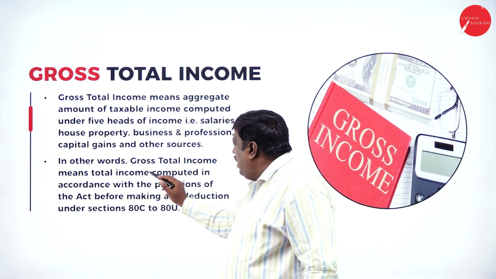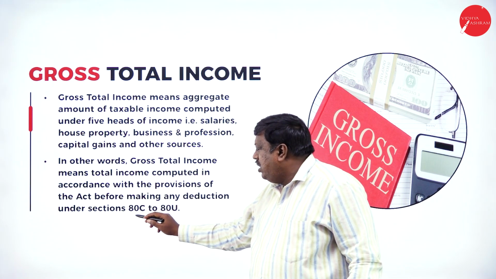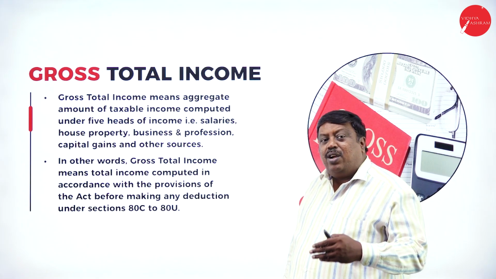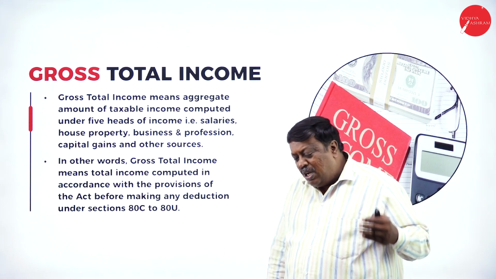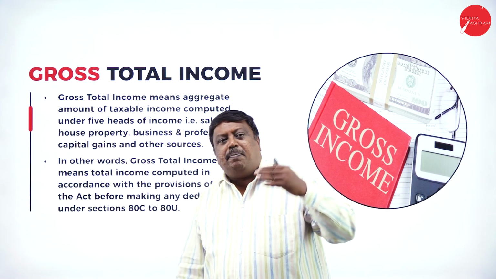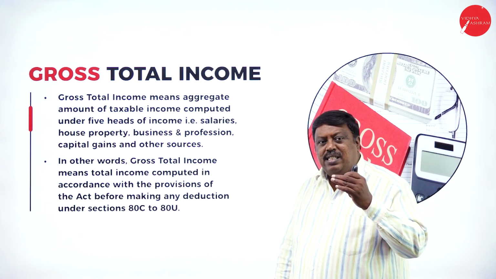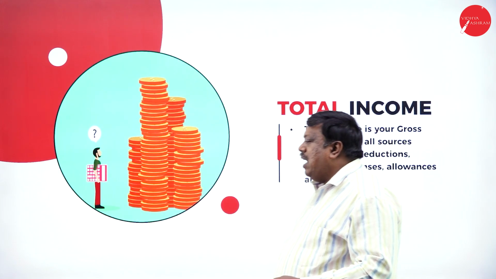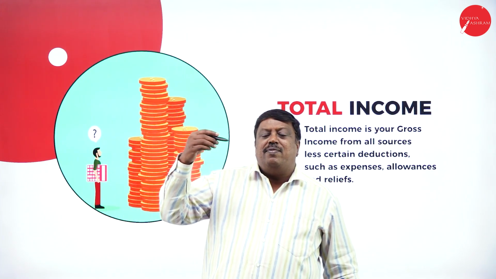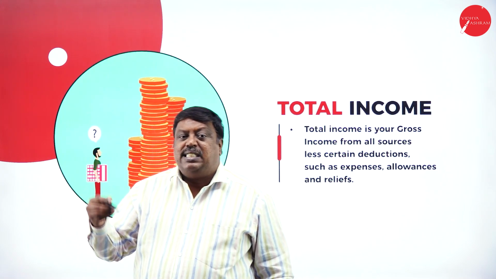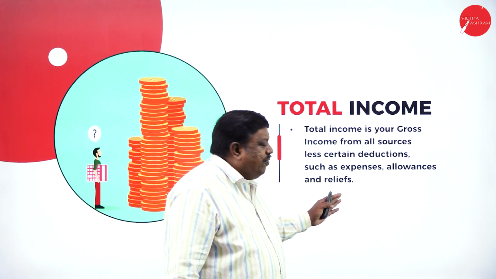Gross total income means total income computed in accordance with the provisions of the Act before making any deduction under section 80C to 80U. So every concept which has been computed, either income from salary, income from house property, business income, profession income, capital income or any other source income, is as per the Act of 1961 and its provisions. Next we have total income. Total income is nothing but, from the gross total income, when we deduct the deductions under section 80C to 80U, the remaining amount is called total income, the taxable amount in the hands of the assessee.